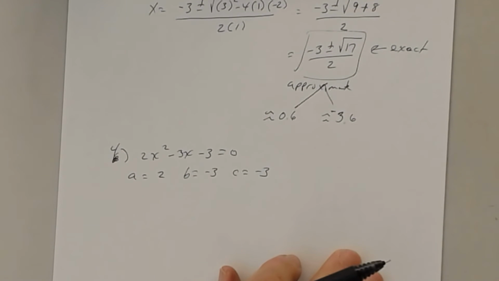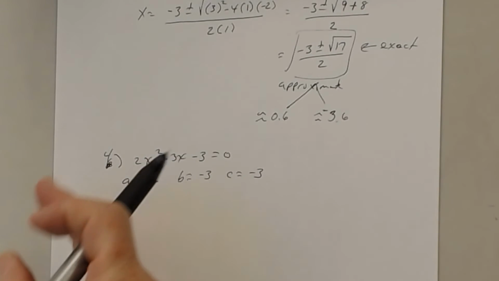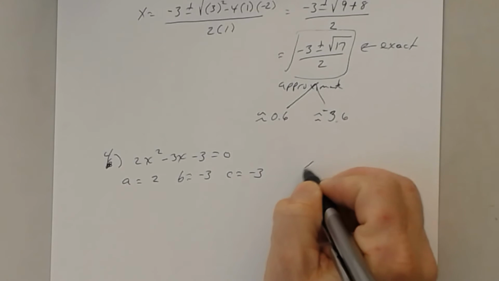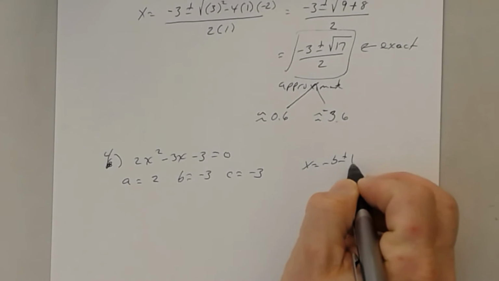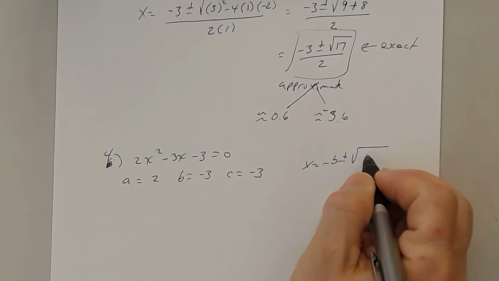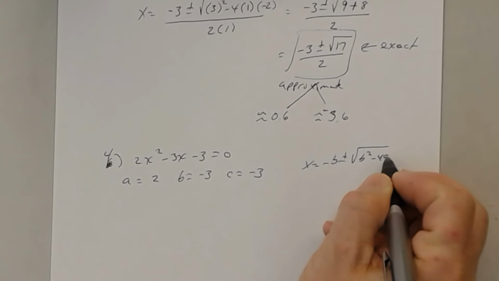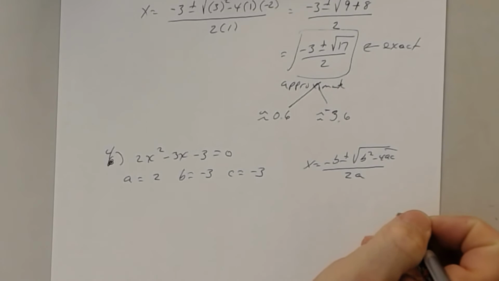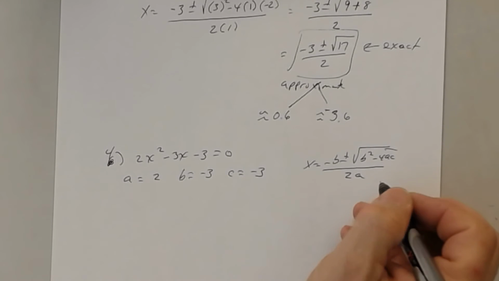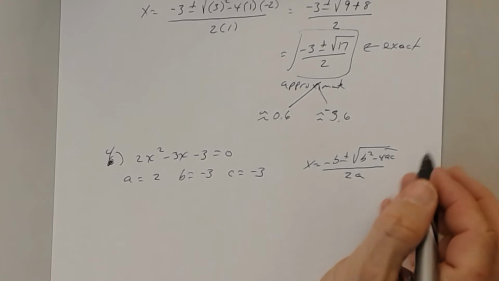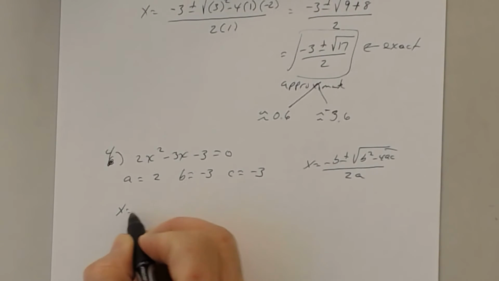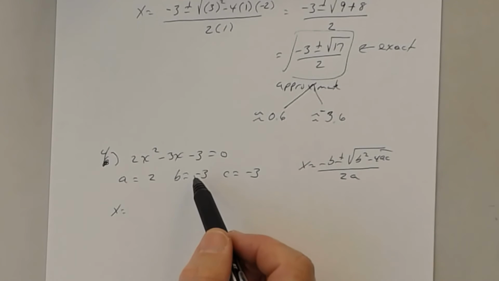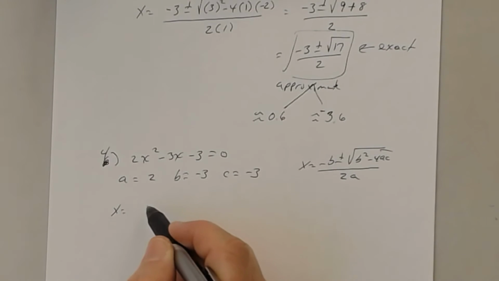And now all you have to do is take these values and plug them into your formula. So remember, the formula is -b plus or minus the square root of the discriminant, which is b squared minus 4ac, all divided by 2a. I'll give you that. You don't have to memorize it. You just need to know how to use it. So x equals, all right, the opposite of b. What's b in this case? Negative 3. What's the opposite of that? Positive 3.